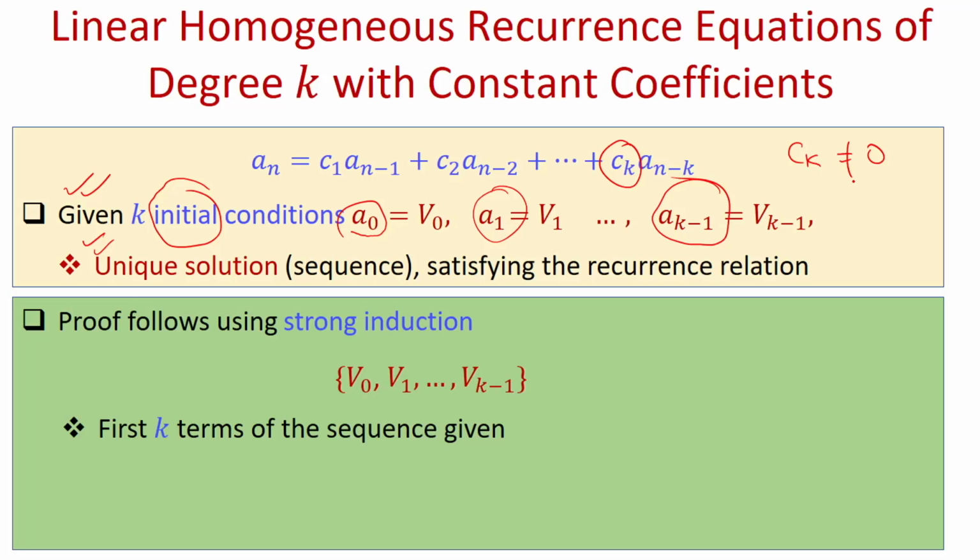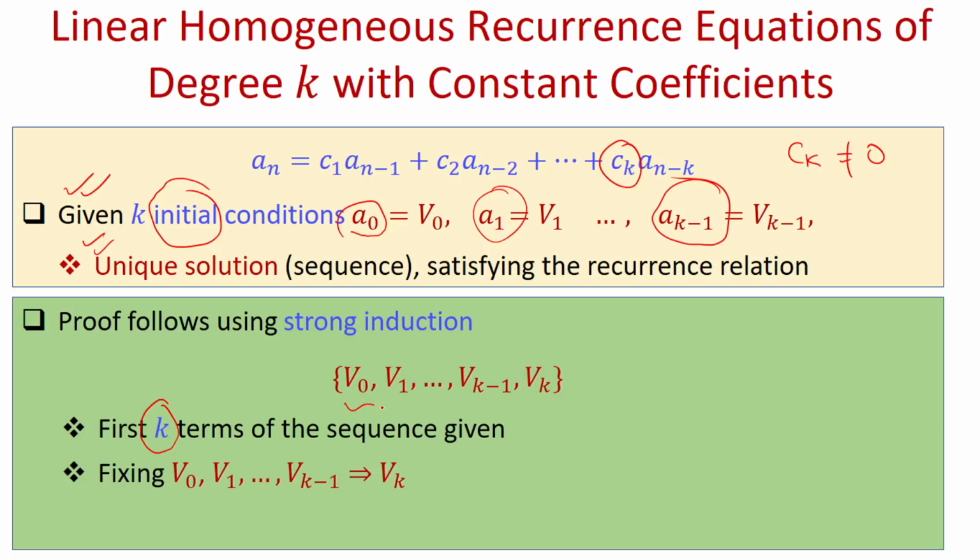So my claim is that there is only a unique solution satisfying the initial conditions as well as the recurrence condition. This is because, since you are given the k initial conditions, the first k terms are explicitly given to you. You can't choose the first k terms arbitrarily. Now, since the first k terms are given to you, by applying the recurrence condition on the first k terms, I get the next term. The next term can't be arbitrary because my recurrence condition explicitly says what will be the term vk once I have frozen v0, v1, up to vk minus 1.